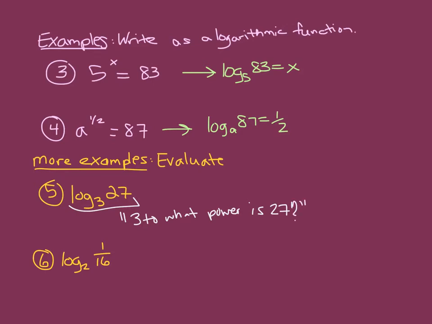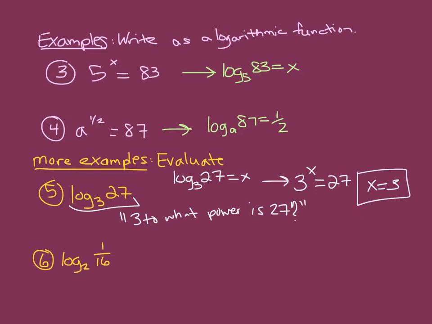The other way to do it, and some people prefer this way, I don't really care which way you choose, is to write it as log base 3 of 27 equals x, and rewrite this as an exponential function like we did for numbers 1 and 2. When you do that, we get 3 to the x equals 27. We know that 3 to the 3rd is 27, so my x value is 3. Either way works for me. These ones you're just evaluating to get a numerical answer. You don't really need to show a lot of work, but if you want to write it as an exponential function, that's certainly okay.